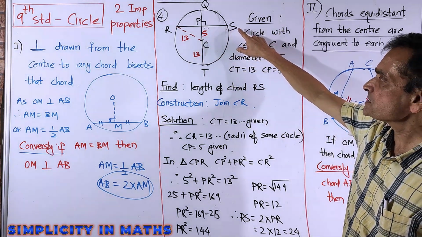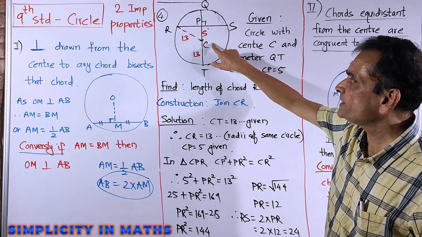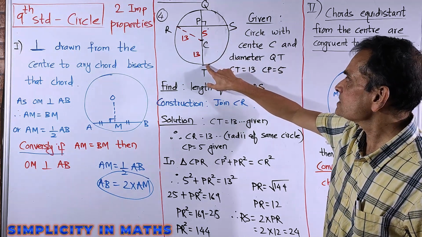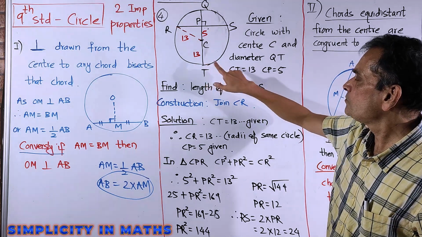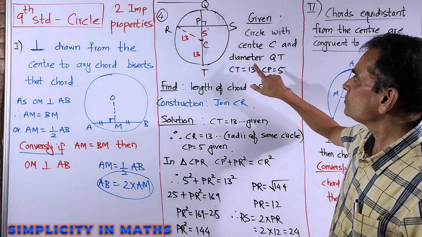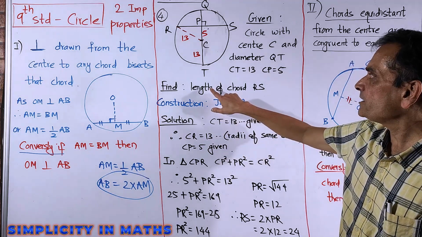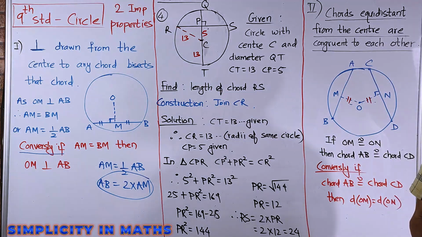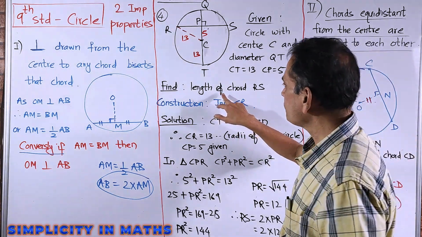There is a chord RS. C is the center of the circle. Radius CT is 13. CP equal to 5. Find the length of chord RS. बड़ा आसान सा प्रॉब्लम है. Find the length of chord RS.